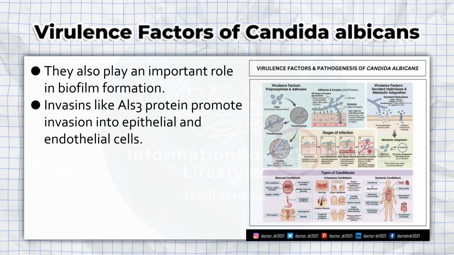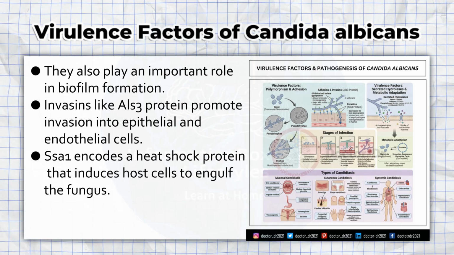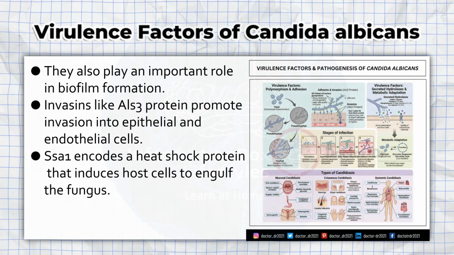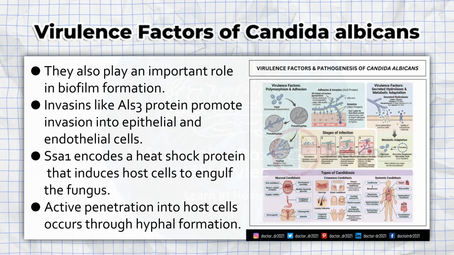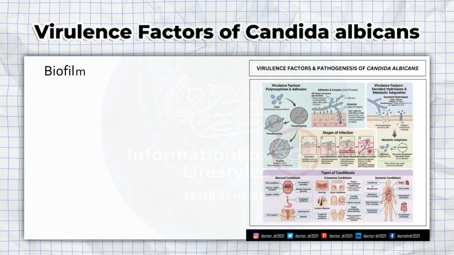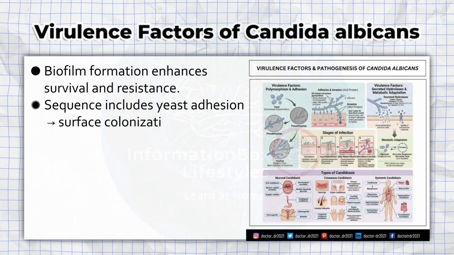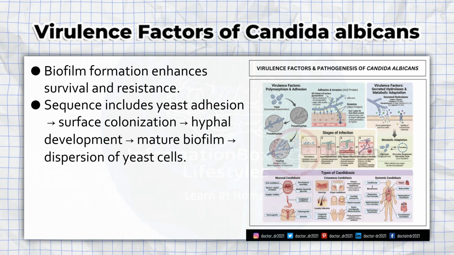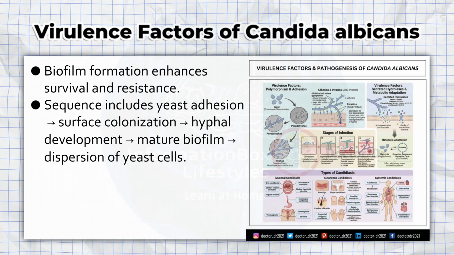Invasins like ALS3 protein promote invasion into epithelial and endothelial cells. SSA1 encodes a heat shock protein that induces host cells to engulf the fungus. Active penetration into host cells occurs through hyphal formation. Biofilm formation enhances survival and resistance. Sequence includes yeast adhesion to surface colonization to hyphal development to mature biofilm to dispersion of yeast cells.